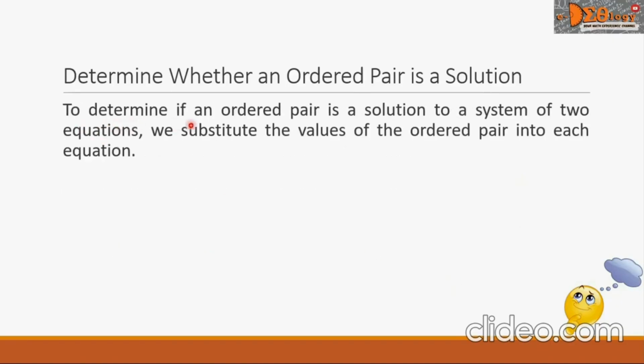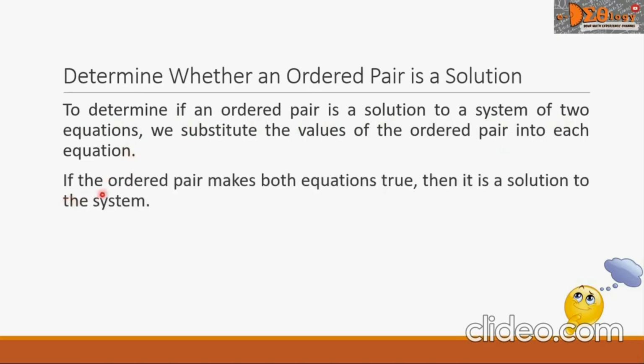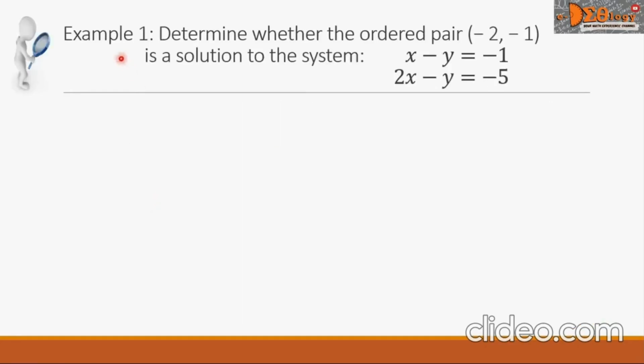To determine if an ordered pair is a solution to a system of two equations, we substitute the values of the ordered pair into each equation. If the ordered pair makes both equations true, then it is a solution to the system. Let us have example 1.